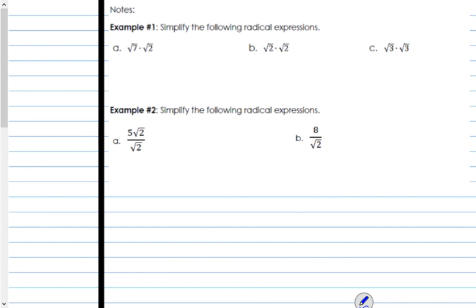So when you see a square root times a square root, you simply keep the square root, and then you multiply the two numbers together. So what is 7 times 2? 14. So this is the square root of 14. Okay, square root of 14, and that would be it right there.